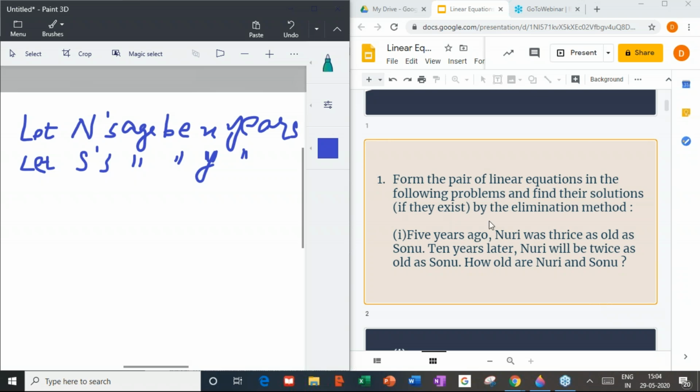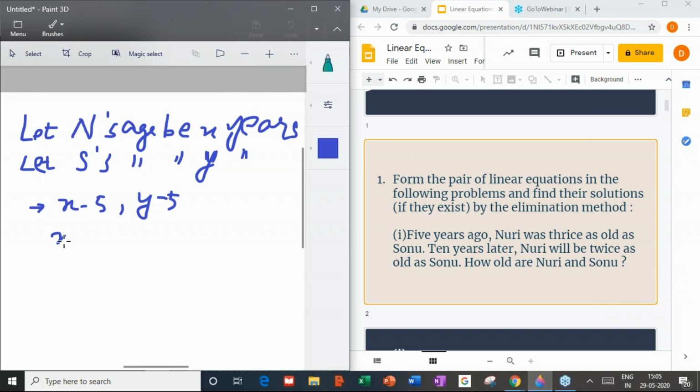So now we check the first statement. What does the question say? It says 5 years ago. So 5 years ago, what will be Noori's age? It will be x minus 5. And what will be Sonu's age? It will be y minus 5. Correct? Now it says 5 years ago, Noori was thrice as old as Sonu. So Noori's age is this, and she was 3 times as old as Sonu. So it will be 3 times y minus 5. There you go. We got our first equation.